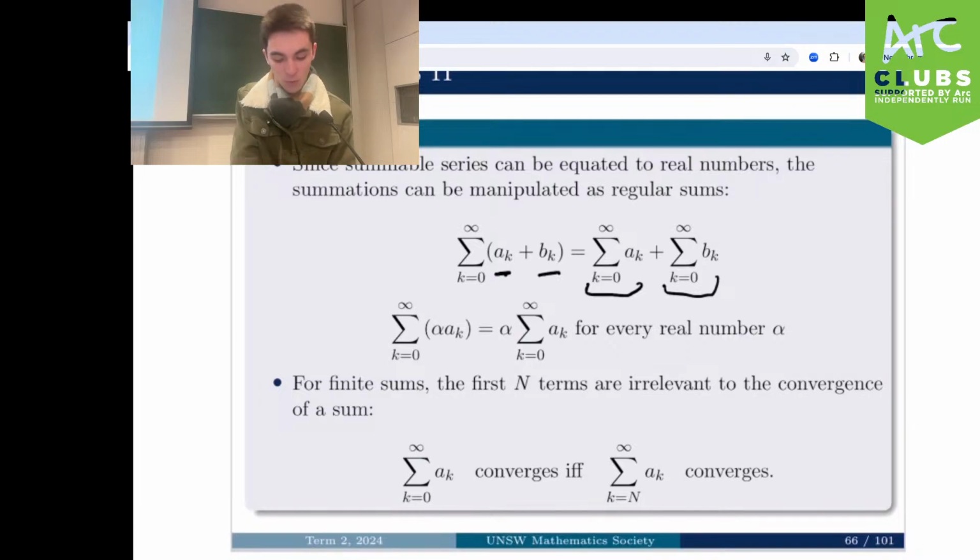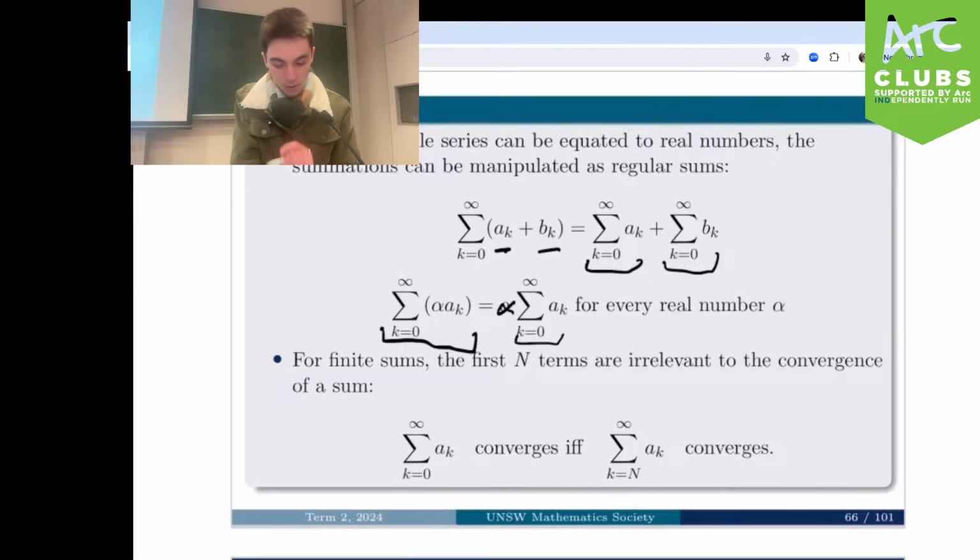And the same goes for multiplying each term by a constant. You can just factor that out of the infinite series, and the infinite series on the left is just going to converge to that constant times whatever the original infinite series converged to.